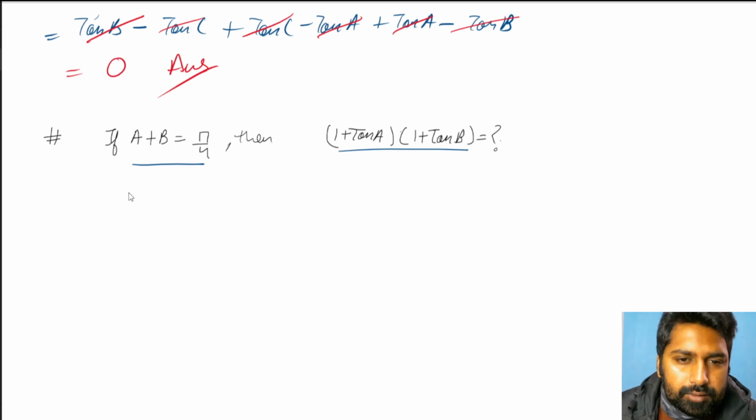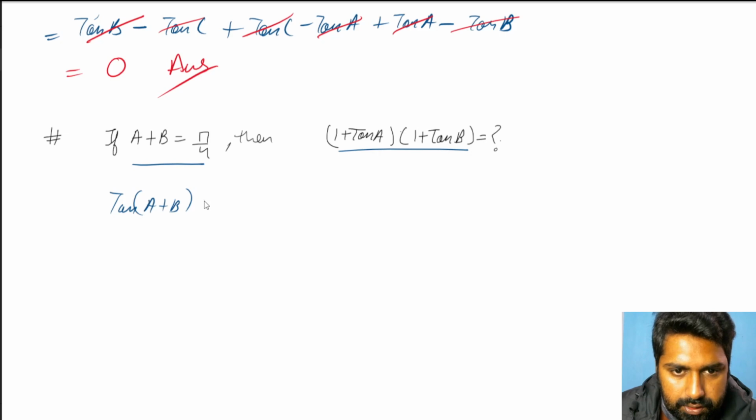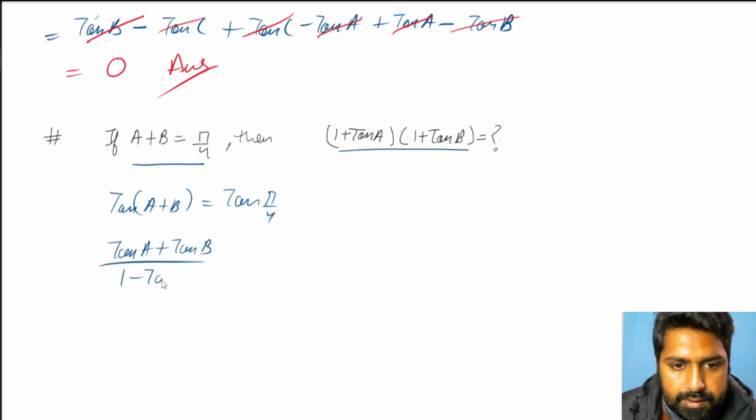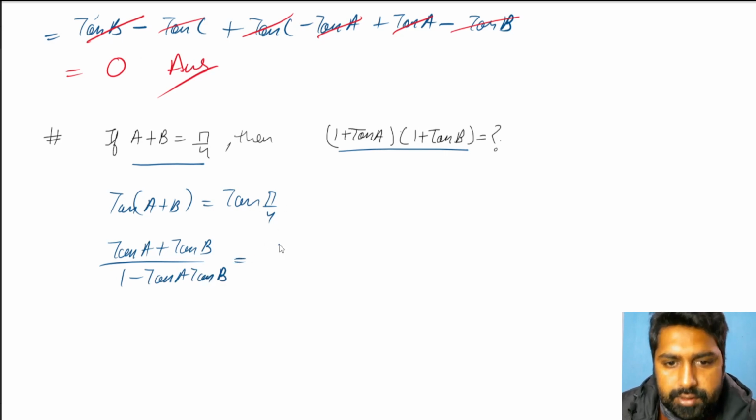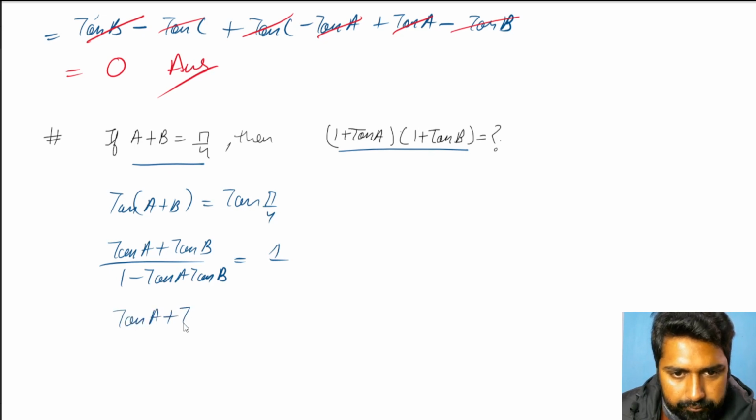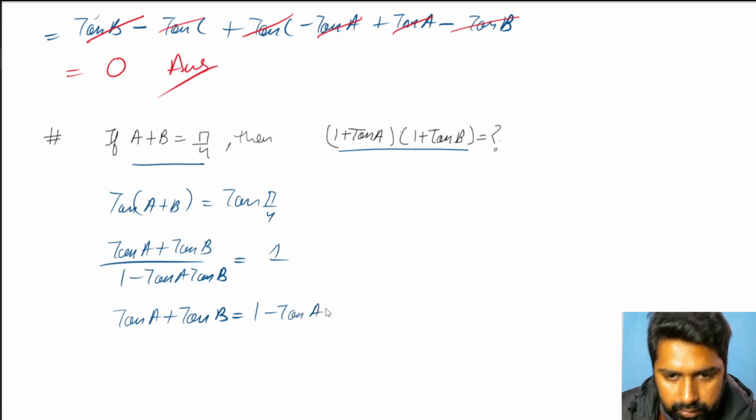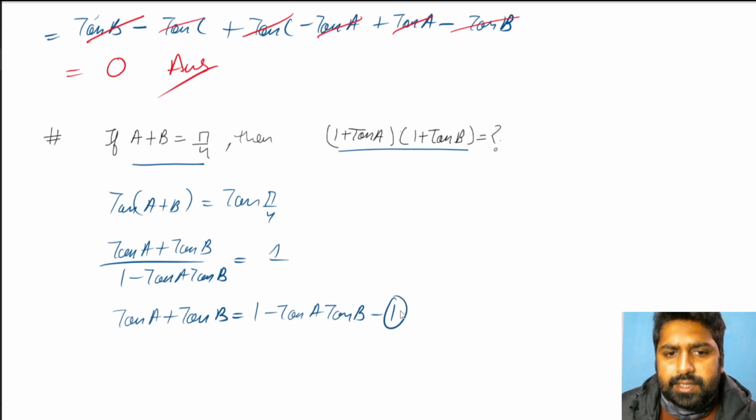He's asking tan. So using this expression, I can take tan on both sides. So tan of (a plus b) should be tan pi by 4. Pi by 4 is 45 degree. Expand it. Tan a plus tan b upon 1 minus tan a tan b is equal to tan pi by 4, which is 1. Cross multiply, so tan a plus tan b is equal to 1 minus tan a tan b. Let's consider this as statement 1.